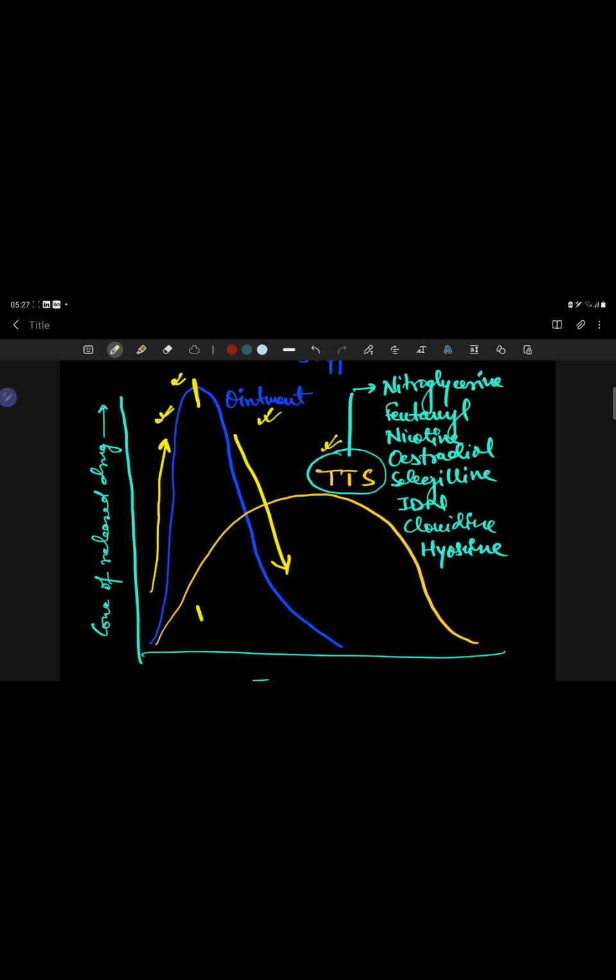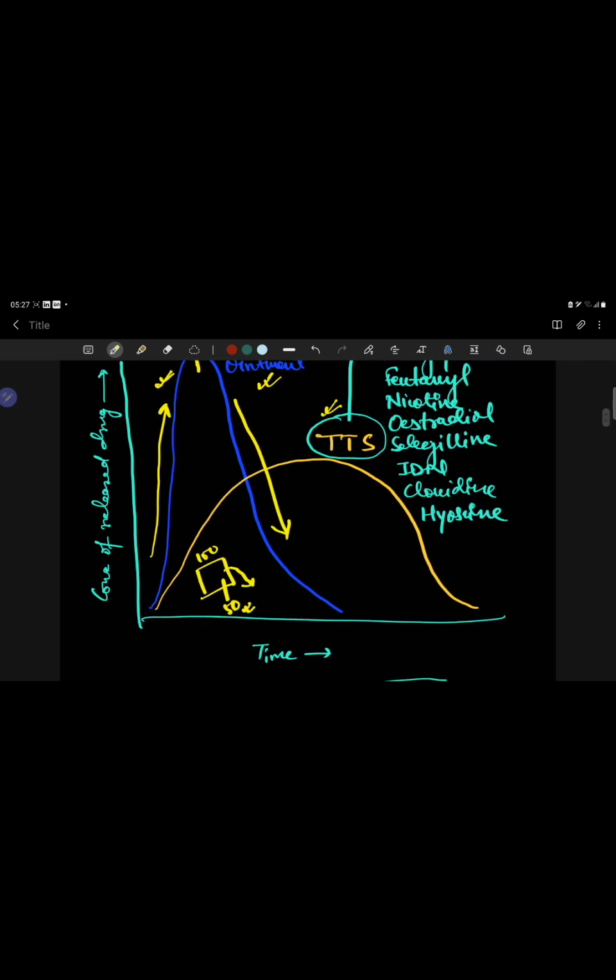sudden. So suppose this is 100% of the ointment, so 50% of the ointment drug is released very fast, and then gradually, but not gradual I'll say, there is a sharp decline in the amount of drug released per unit time. Okay, so it is very important.